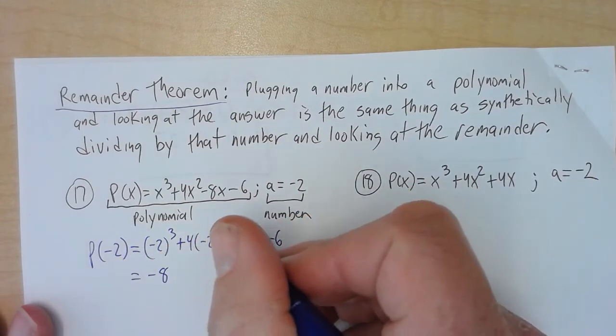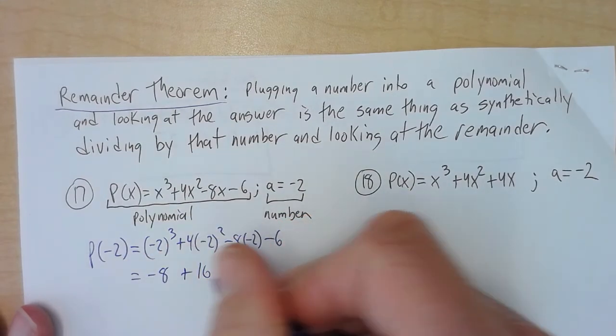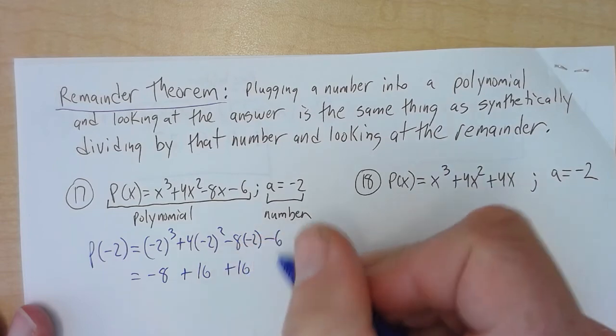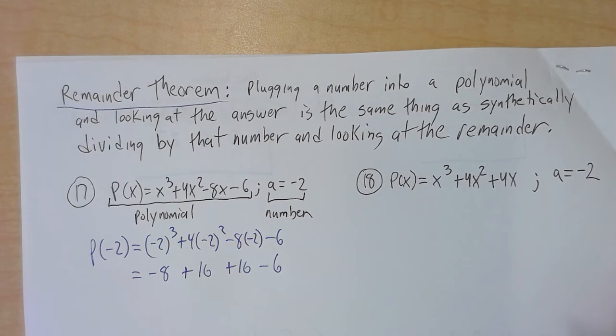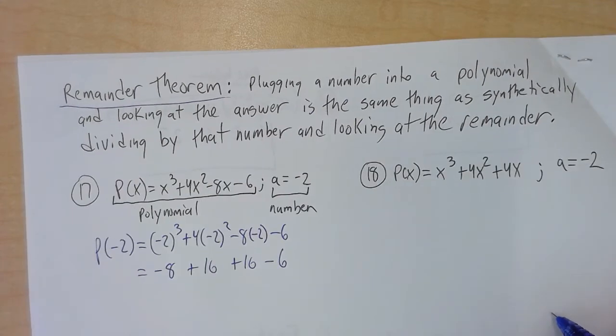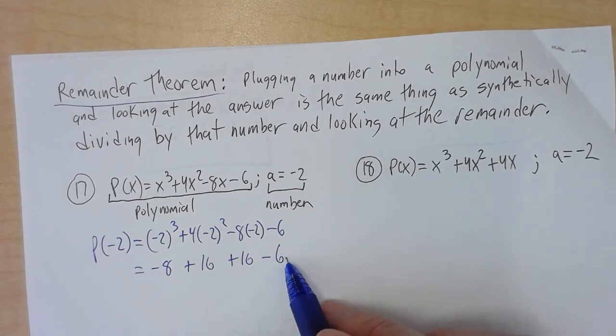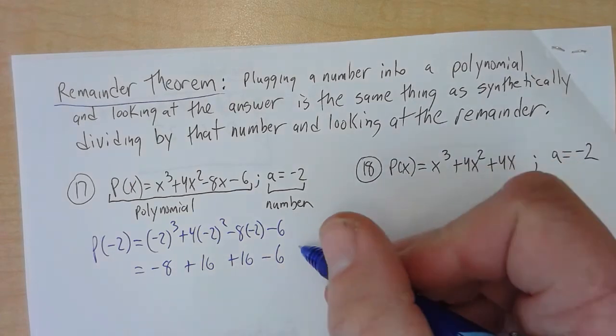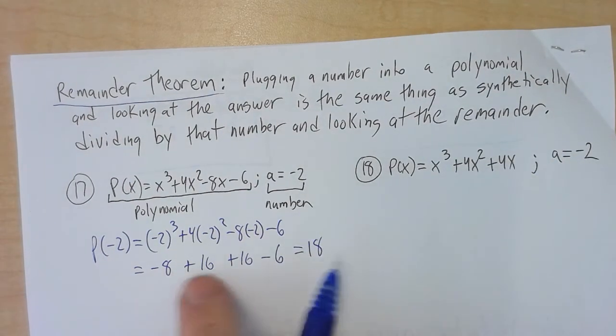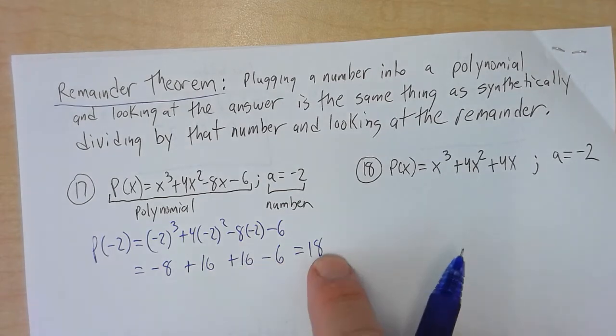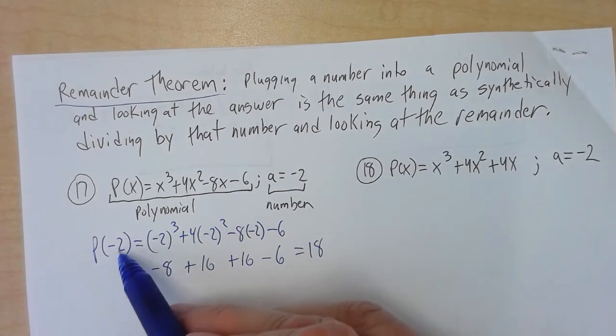If we cube this number here, we would get -8. That would be 4 times 4, 16. That times that is 16, and then minus 6. So let me see. This would be 32 minus 14. 32 minus 14 is 18. So that and that is 8, 24, yeah, 18. So if I put -2 into this function, I get 18.